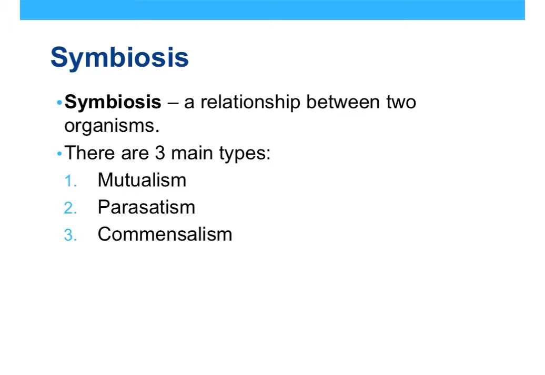You're probably most familiar with parasitism because you've probably had it at some point in your life. An example is a tick on a human, or a leech on a human, or a flea on a dog. Mutualism means both organisms benefit, and I'll show you two examples of that. And then commensalism is where one benefits and the other one is unaffected.